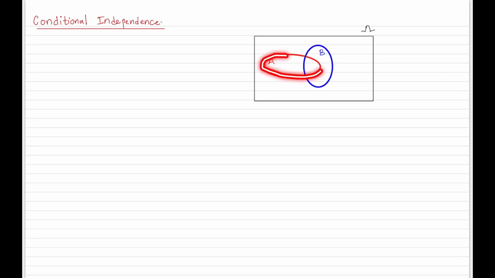Let's suppose we have two events A and B, and both events are independent. Then we have seen the definition for the independence of two events: if two events are independent, then the probability of occurrence of events A and B is equal to the product of the individual probabilities. So this is what we have seen so far.